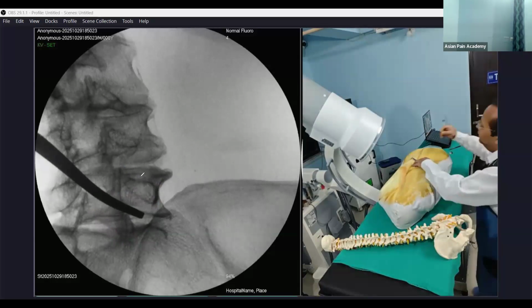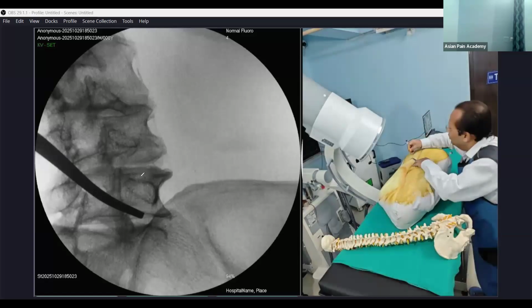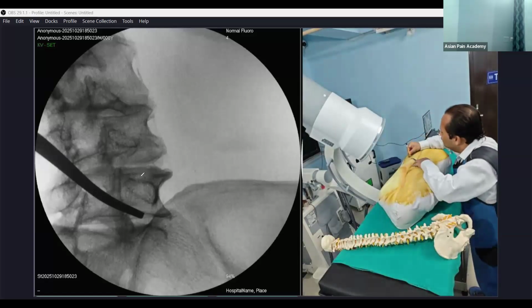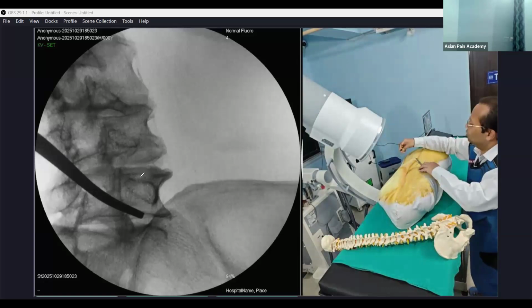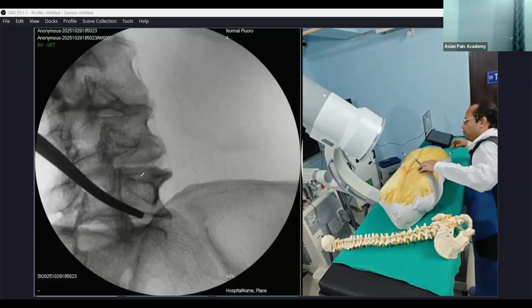Okay, at the tip. So I have to make a tunnel view approach. Okay, this has to be a tunnel view approach. So I will check in both the views.